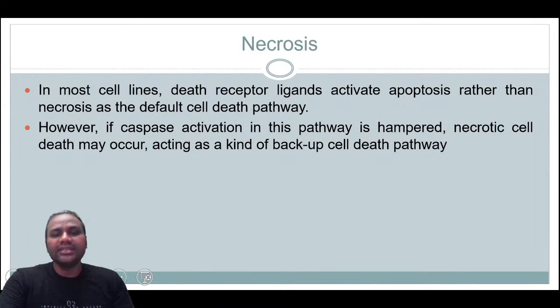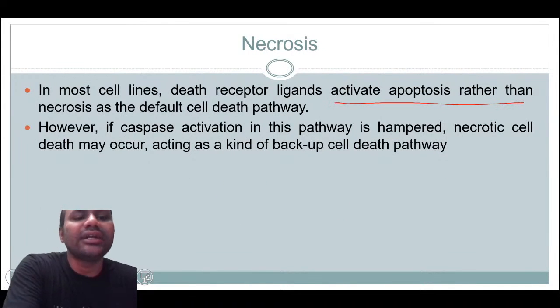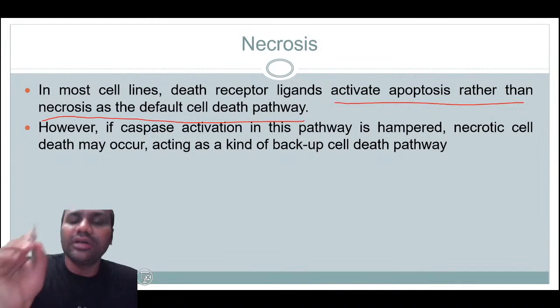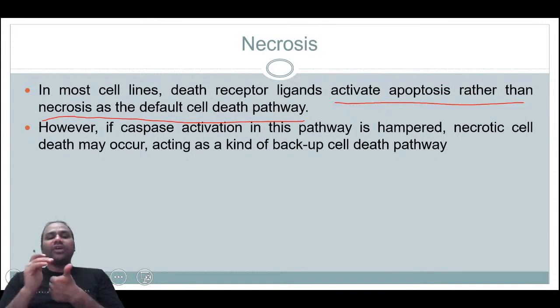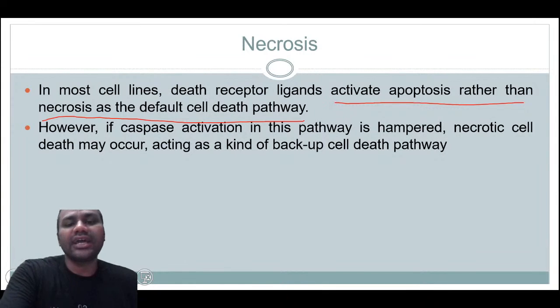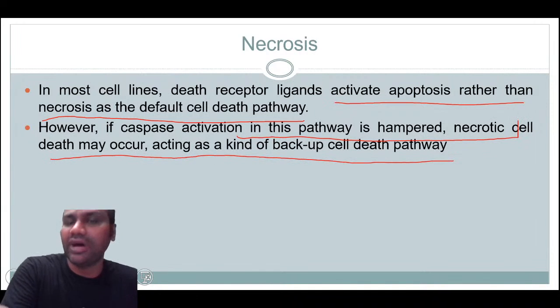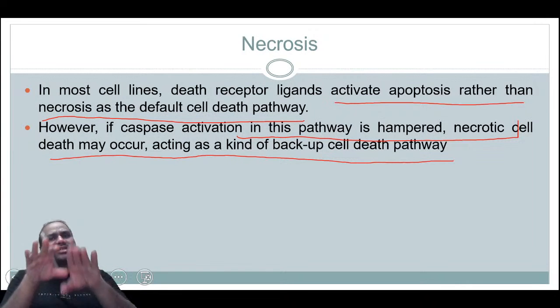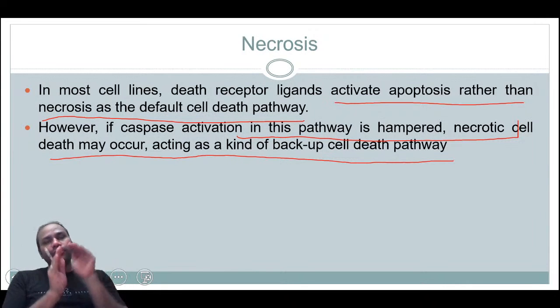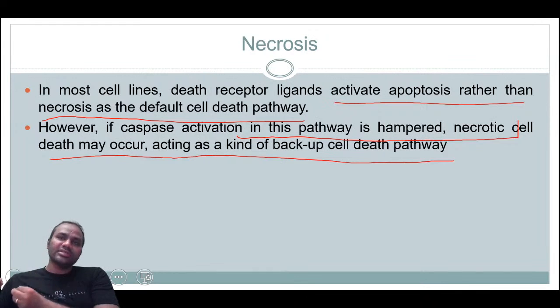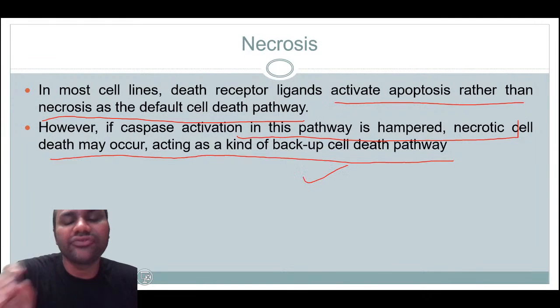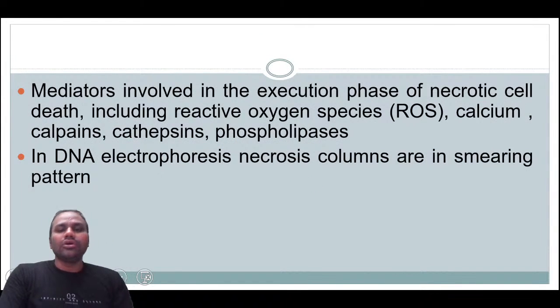Now in most cell lines, death receptor ligands activate apoptosis rather than necrosis as the default cell death pathway. However, if caspase activation in this pathway is hampered, necrotic cell death may occur, acting as a kind of backup cell death pathway. So most cells are designed for programmed cell death, but if programmed cell death cannot occur or caspases can't be activated, then necrosis will occur.